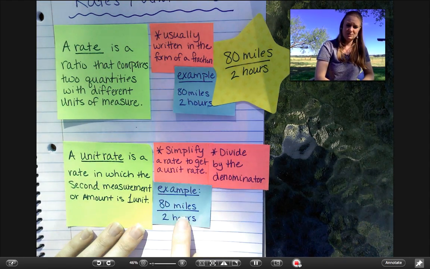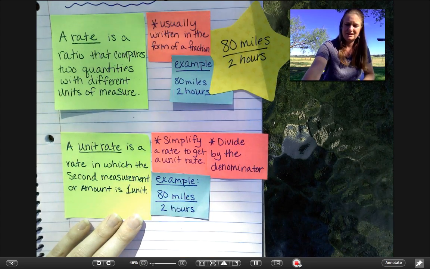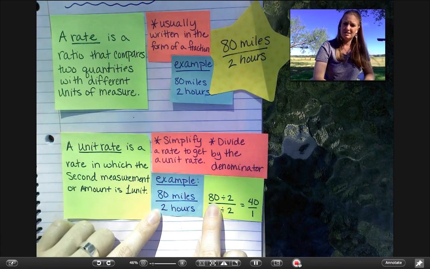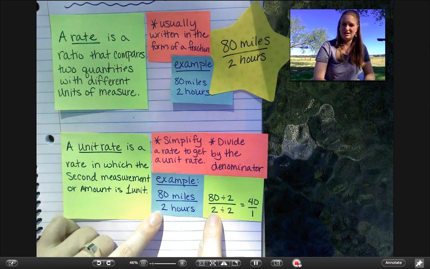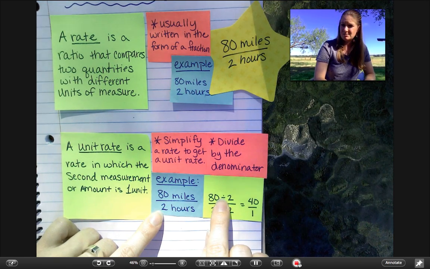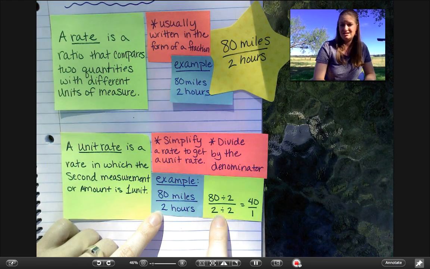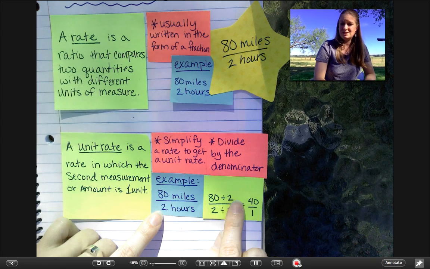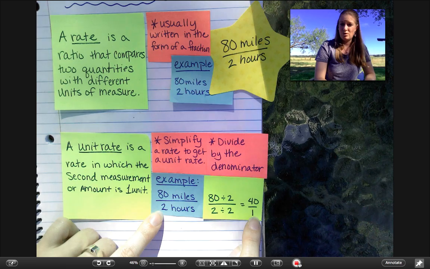We're going to divide by whatever our denominator is. So we are going to use the same example, 80 miles in 2 hours, and we're going to divide by our denominator. So our denominator was 2, so we're going to do 80 divided by 2 and 2 divided by 2. Remember, whatever you do to the top of the fraction, you have to do the bottom of the fraction. Same exact thing in ratios, okay? It works the same way. So 80 divided by 2 gives us 40, and 2 divided by 2 gives us 1.